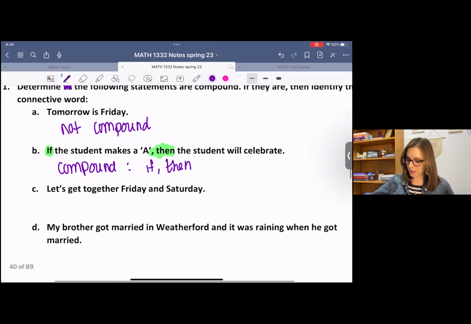In the third example, it says, let's get together Friday and Saturday. This has the word and, but it's not being used as a connective. We're not connecting two separate statements. The first is, let's get together Friday, which is a statement. The second would be Saturday, which isn't really a full sentence. So we're going to say not compound.